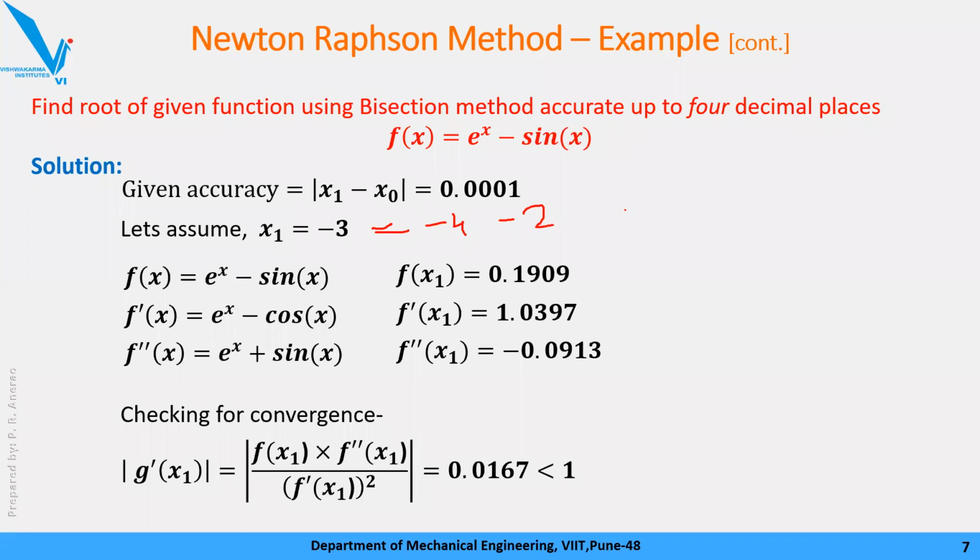You have to choose from them and again check for convergence. You have to repeat this process until and unless you get this condition satisfied, g dash of x1 less than 1. Okay, all of you understood this? Please respond. Someone has put on some value -0.016, but I don't know what that question is.